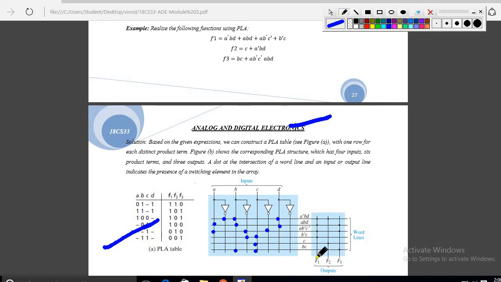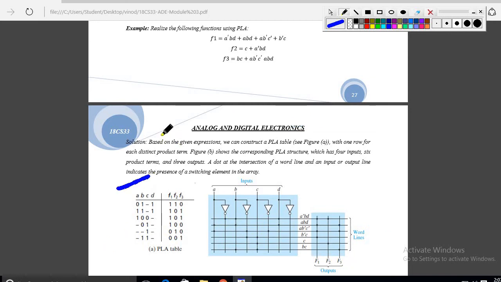Okay, so see here, F1. After all that, A bar B D we have to make a point, A B D we have to make a point, A bar B bar C bar make a point, and B bar C. If you connect like this, then F1 is done. Okay, next F2: what? Only C is there. Next A bar B D, so that is F2. What is F3? F3 is B C and A bar B bar C bar, A B D. This is exactly F3. Like that you have to write.